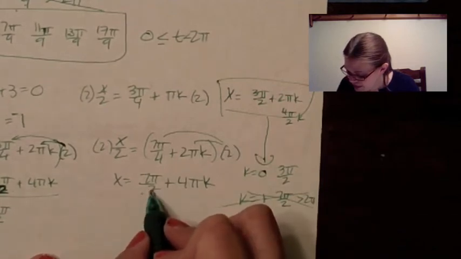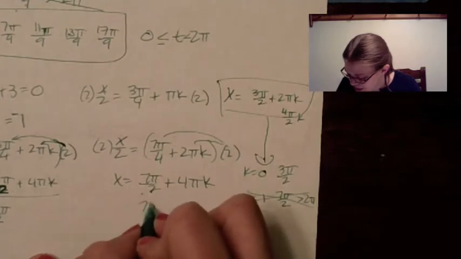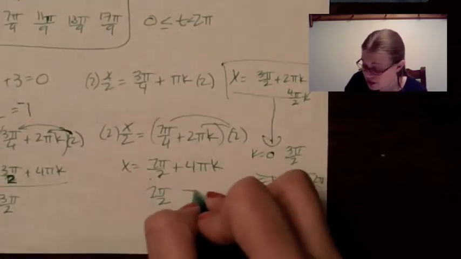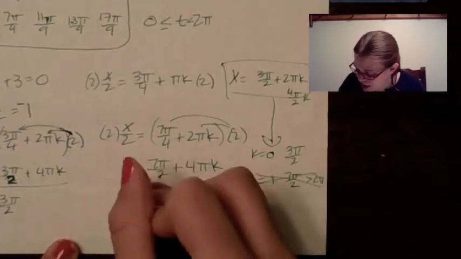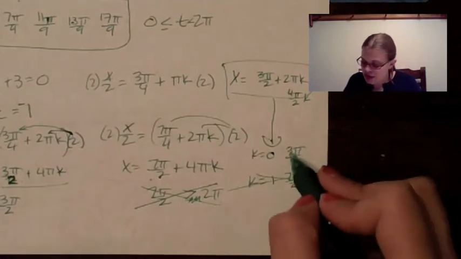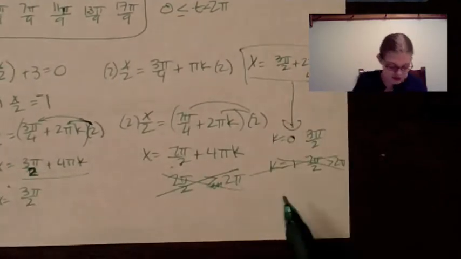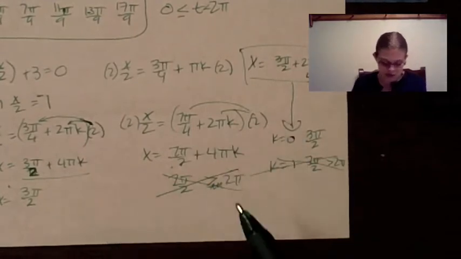Then if I have 7 pi halves, if I plug in 0, I have 7 pi halves, which notice is going to be past 2 pi already. It is greater than 2 pi. So I don't use this one. So they give you the same answers whether you do it with the 2 equations or the 1 equation. So it just shortcuts your answer to 3 pi halves.